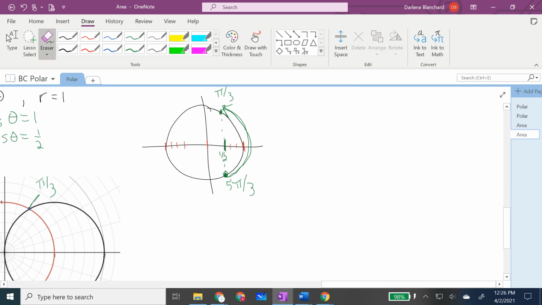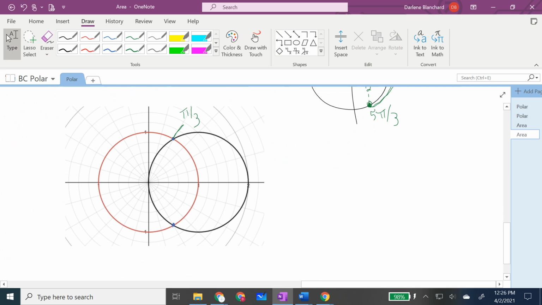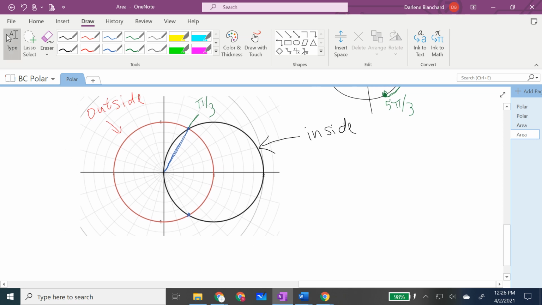Now, the original problem was asking us to find the area inside the first one. The first one was the black circle, yet outside the red circle. Can you figure out what region that would be that is inside the black circle, yet outside the red circle?